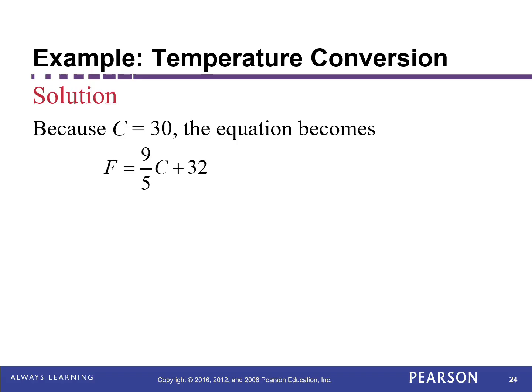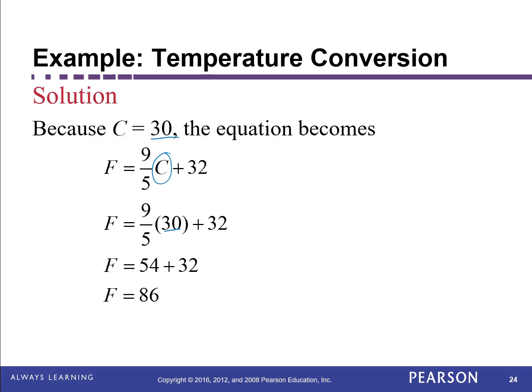Because C equals 30, instead of F equals 9/5 C plus 32, we substitute the 30 in for the C. So it becomes F equals 9/5 times 30 plus 32. Now, all we have to do is simplify at this point. 9/5 times 30 is 54. 54 plus 32 is 86. So F equals 86 here. And we have done our temperature conversion.